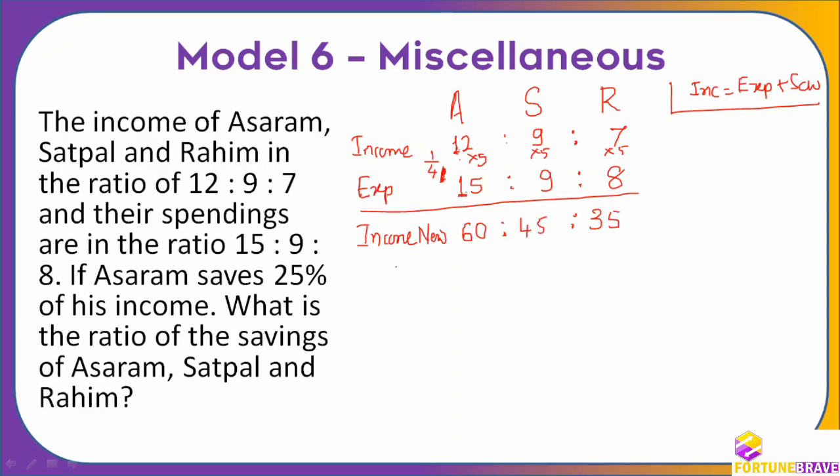Now expenditure, how do I find out? I'll not take this. I'll take only these. Expenditure should be 25% less, right or wrong? Because 25% is savings. Now if I want the expenditure, expenditure is equal to income minus savings. So if income is 100%, then expenditure should be 75% in this case. So 25%, that is 1/4, I'll make it less. 1/4 I'll make it less. Then what I'll get?